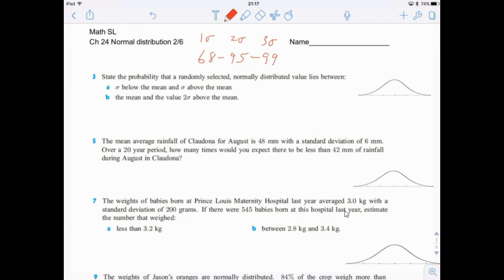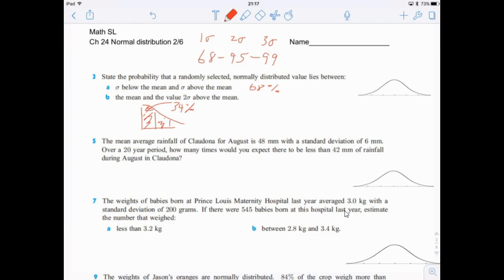So, the probability that a randomly selected normally distributed value lies between 1 sigma below and 1 sigma above the mean would be 68%. Now the next one: between the mean and the value 2 sigma above the mean. Okay, so this is a little bit trickier. So it would be this section or this section. Remember that this first section is going to be half of 68%. It's going to be 34%.